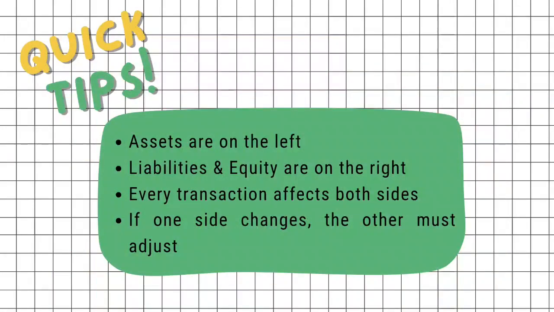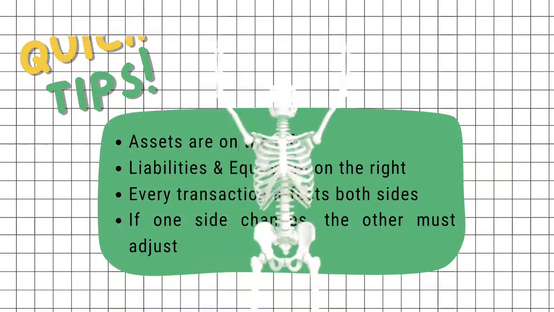Quick tips. Remember these quick tips. Assets are on the left. Liabilities and equity are on the right. Every transaction affects both sides. If one side changes, the other must adjust. If your equation balances, you're doing it right.